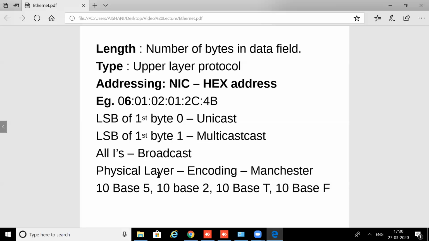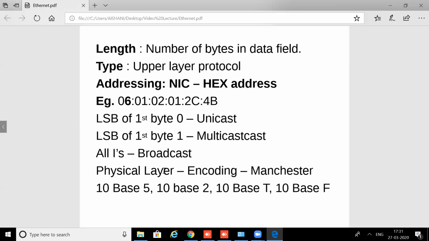Now in the physical layer, the encoding standard used for data transmission is Manchester encoding. We'll discuss Manchester encoding and differential Manchester encoding, etc., in our physical layer portion. Now these are some standard cables used in standard Ethernet.